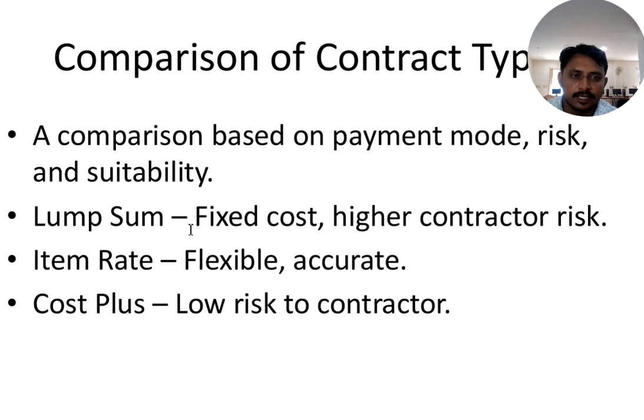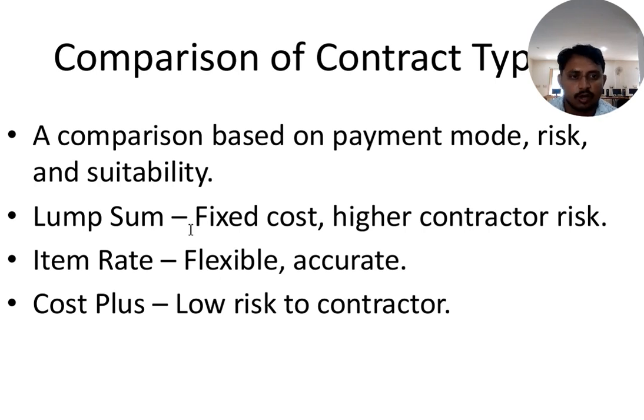If you take an item rate contract, it is flexible and accurate. Then cost plus is low risk to the contractor. In a cost plus contract, it is low risk to the contractor, and the item rate contract is flexible and accurate. So among these three methods, the item rate method is a flexible and accurate method. So these are the contracts and types of contracts.